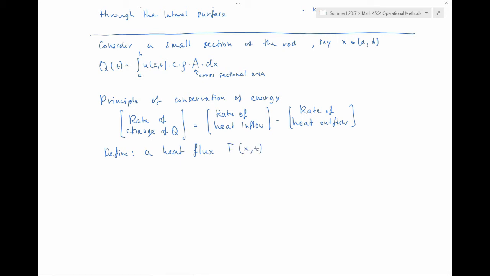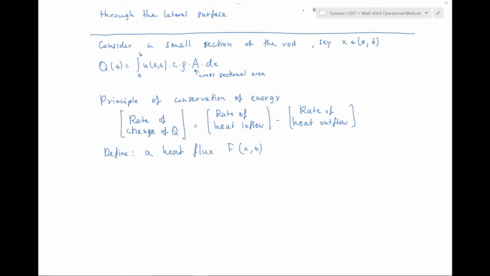Let the heat flux be the function that measures the flow of heat energy per unit cross-sectional area per unit time at a location x and time t, flowing in the positive x direction. So if the heat flux is positive, that means that heat flows from left to right. If the heat flux is negative, that means that heat flows from right to left. Naturally, we would assume that heat flows only from the hot parts to the cold parts.